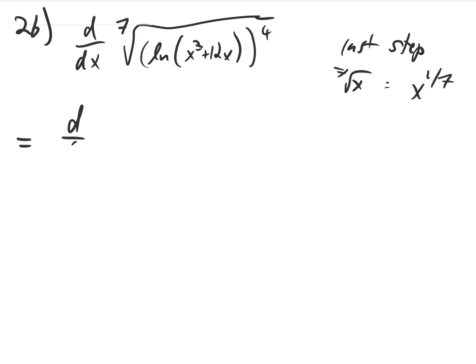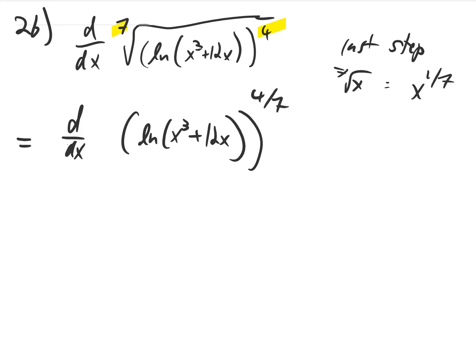So it's going to be helpful to rewrite this expression using properties of exponents to make it easier to use the power rule. If we raise this thing to the 4th power and then take the 7th root, that's the same as raising it to the 4 over 7th power. So from here to here, I haven't done anything really mathematical, just rewrote it in a way that's going to make it easier to use the power rule.